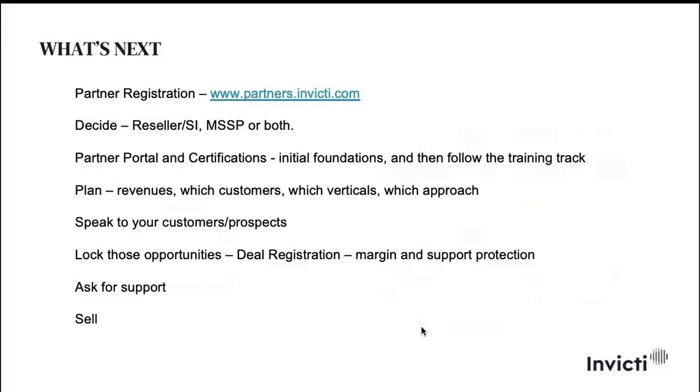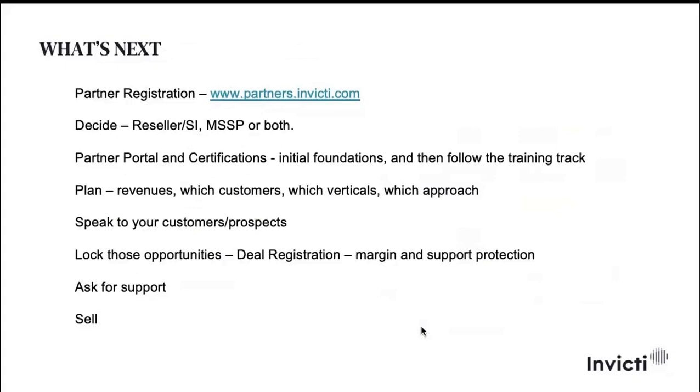Okay, so what do I mean by support protection? If you register a deal, we're there for you. Ali's there for you. The demos, the POCs, we are there for you. If another partner registers that opportunity, they can get pricing. We can't stop them getting pricing, but it won't be at the same level as yours. And if they ask for a POC and our support, we'll say no, because we're already working with the partner on this. So that's critical. So once you've got the deal reg, ask for the support.